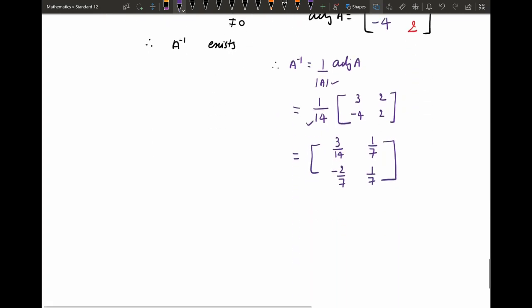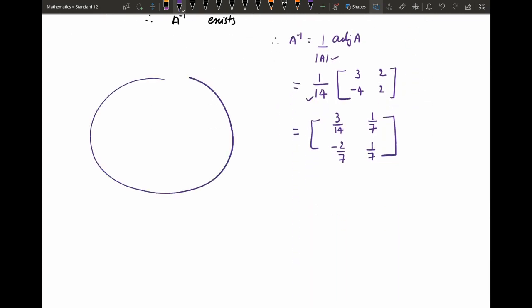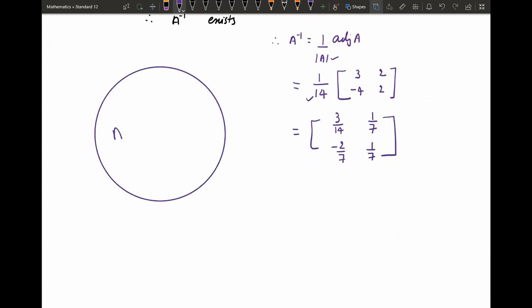So to find the inverse, very simple formula: A inverse equals adjoint A upon determinant A. Here since A was 2 by 2, we have used the shortcut, but you can obtain adjoint A by actual calculation. So next time we will do more practice on the inverse of a matrix.